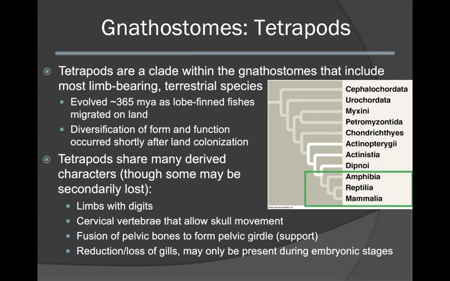After this migration occurred, there was great diversification of body form as well as function. Tetrapods share many derived characters, however some of these characters may be secondarily lost. These derived characters include the presence of limbs with distinct digits, cervical vertebrae that allow for movement of the skull, the fusion of pelvic bones to form a pelvic girdle that can greatly support walking on land, and the reduction or loss of gills.